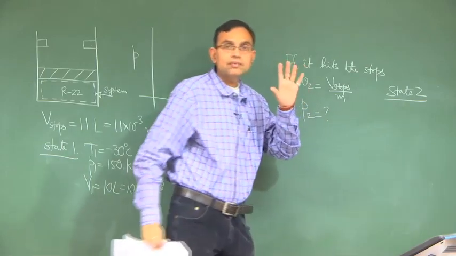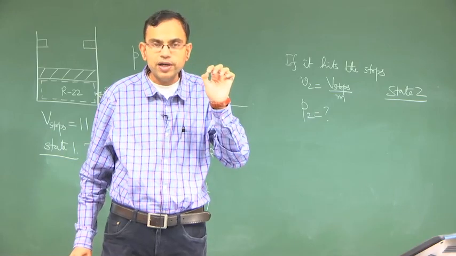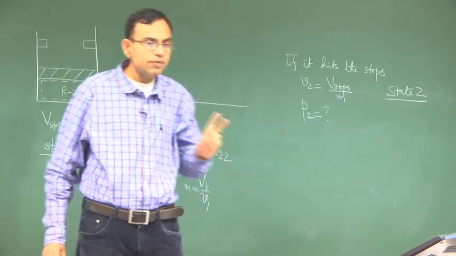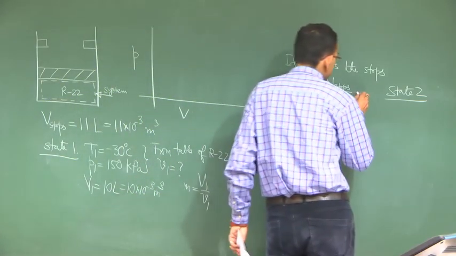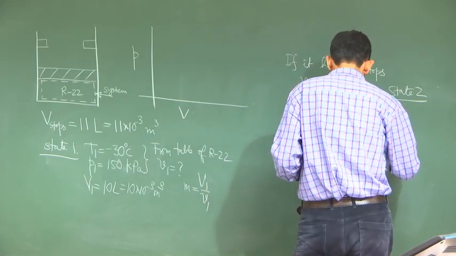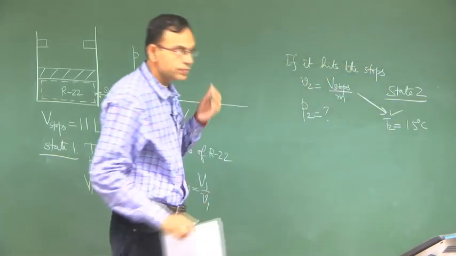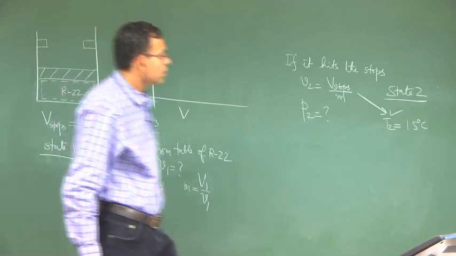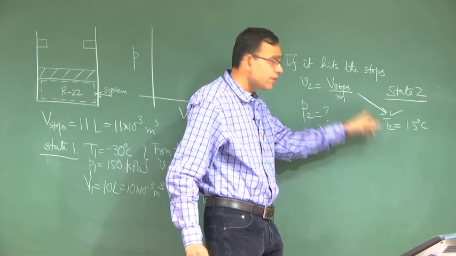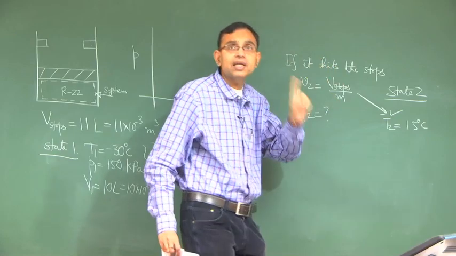Remember, always try to follow these problems in this way. To identify a state point for a simple compressible pure substance, you require two independent intensive properties. One property is this one, the other property is T2 equal to 15 degrees centigrade. This is still a hypothetical state, because this state is true only if it hits the stops. So we have to verify whether it hits the stops or not.